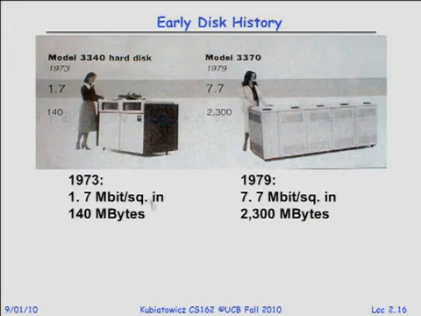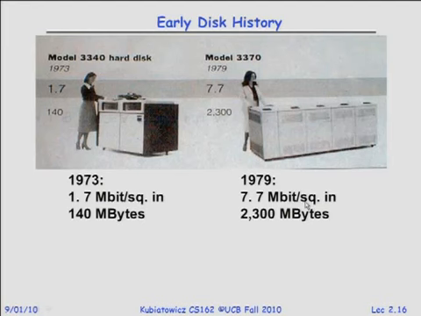So the thing I want to point out to you, other than the size here, is notice that in 1973 we were getting about 1.7 megabits per square inch on the disk drive. Okay, so square inch, 1.7 megabits. 1979, it's about 7.7 megabits per square inch. Does anybody know what the going density is? How much? 4. Very good. Looking at my slides, are you?